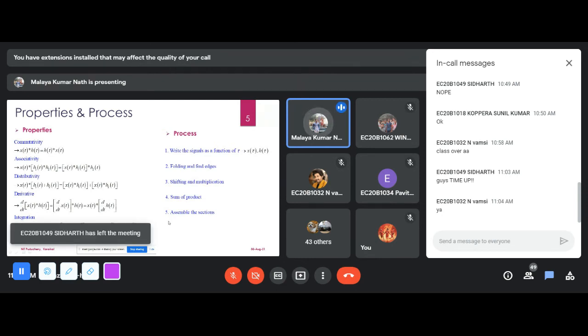The processes are meant for the discrete signal. Write the signal as a function of tau if it is continuous, that is x(tau), h(tau). Then fold one signal, that is folding and finding the edges. Then shift the folded signal and multiply the overlapping regions, that is shifting and multiplication. After that you perform the integration. Integration is nothing but the sum of products. Then you have to assemble the different sections, which will give rise to your convolution output in the continuous domain. Does anybody have any doubt, please tell me, right?